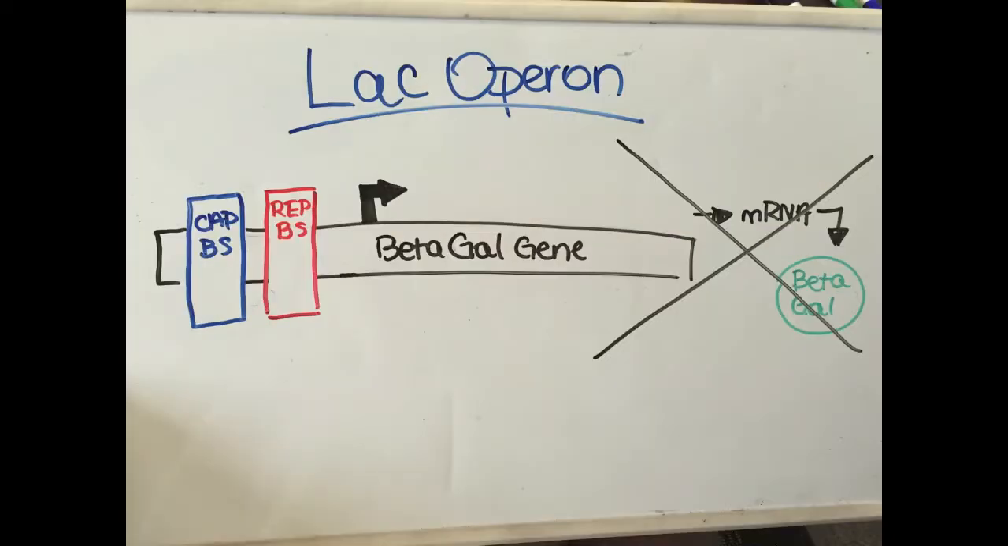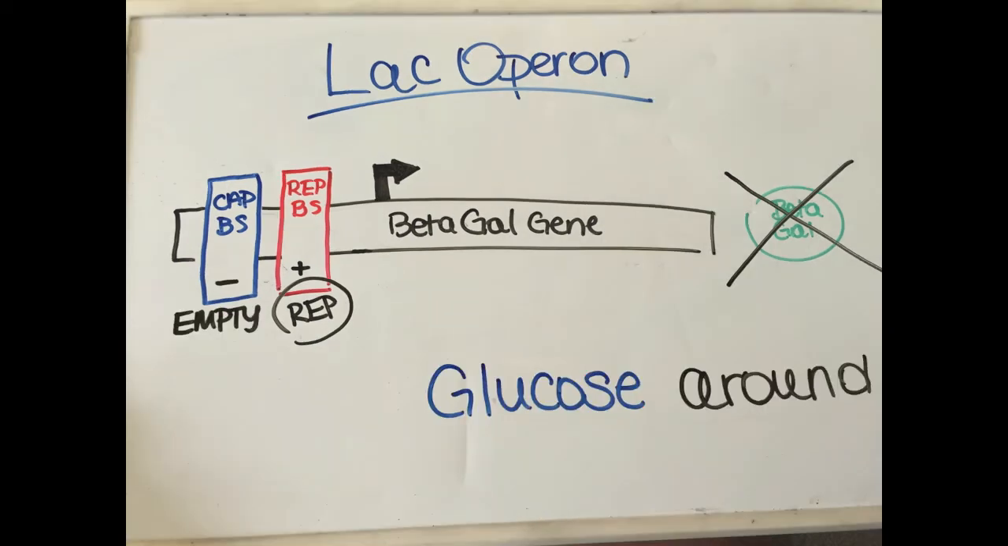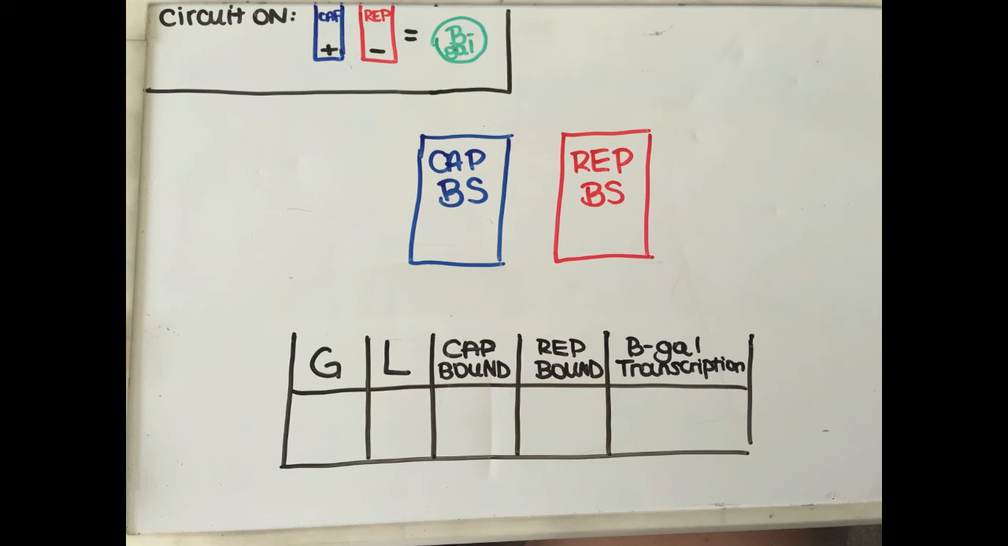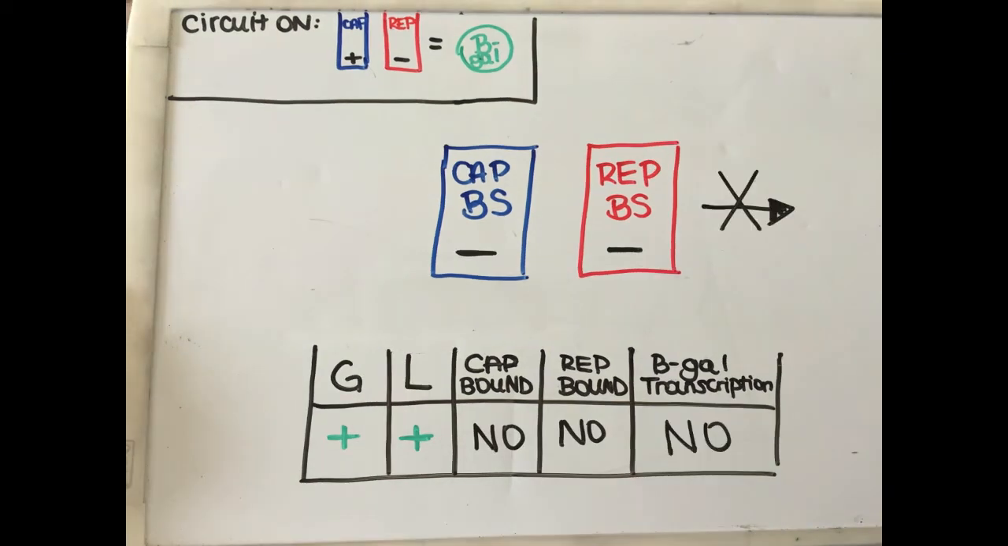Now, which conditions would block production? There must be no lactose present, and there must be glucose available. Let's review all the possible conditions. Keep in mind the top left corner shows how we turn the circuit on. If both sources are present, neither CAP nor rep will bind. The beta-gal gene will not be transcribed.